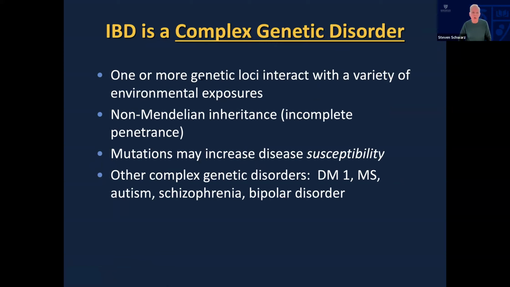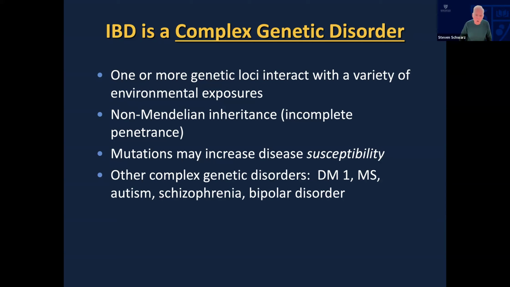So first and foremost, you have to understand that IBD is a complex genetic disorder. One or more genetic loci interact with a variety of environmental exposures. Inheritance is non-Mendelian. It's not one-to-one because you carry a gene, whether you're heterozygous or homozygous, in the vast majority of cases, does not determine your clinical status. So mutations clearly increase disease susceptibility.